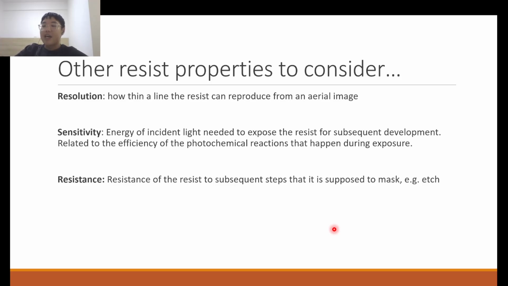For example, if you have a very energetic etch process after that, we want the resist to be able to resist these etch processes, so that the areas that are masked by the resist will not be etched away, and only the areas exposed by the photoresist will be etched away.